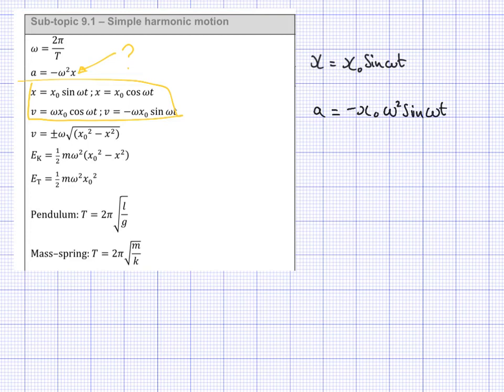So what are we going to do? Well, hopefully you can see these two equations have a common factor. What is it?